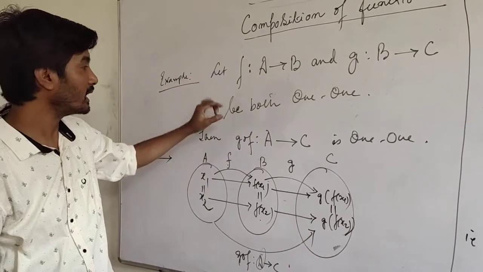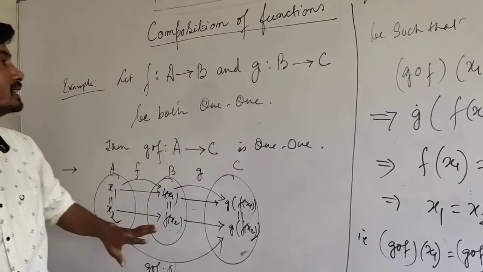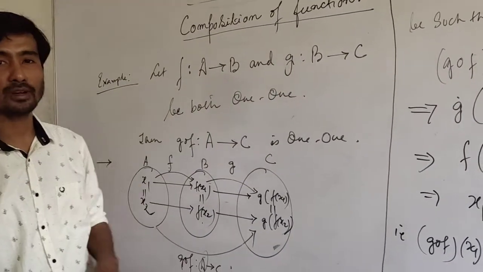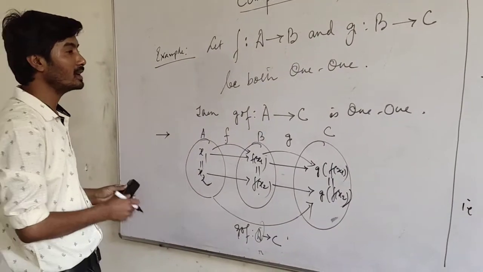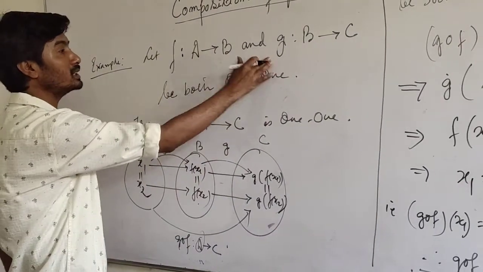Now we will see the converse. It means whenever we have GOF a one-one function, is it necessary that both f and z are one-one functions? So the converse part is: if GOF is one-one, then will f and g be 1-1 or not?